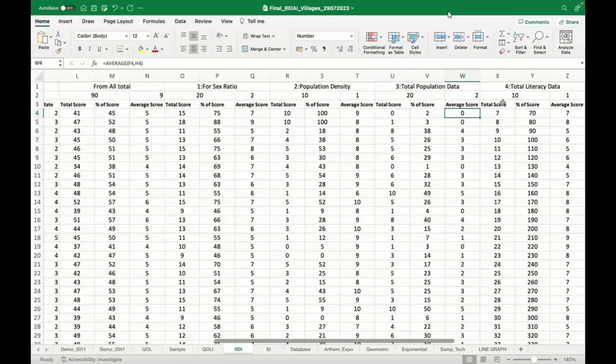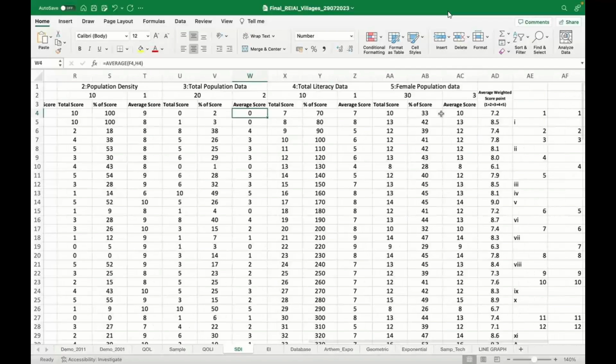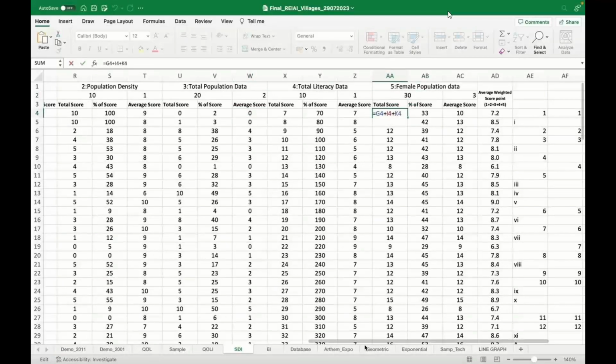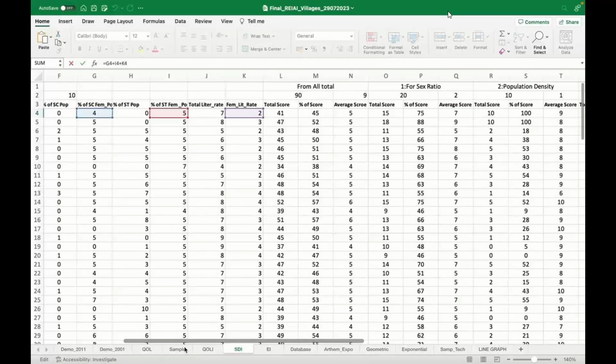Total literacy, 2 data are there, female literacy and total literacy. And then female population, 3 data are there here. Let me show you here. You have to do this a little bit yourself because I cannot explain step by step. It will take a lot of time. So 3 data I have taken for female.